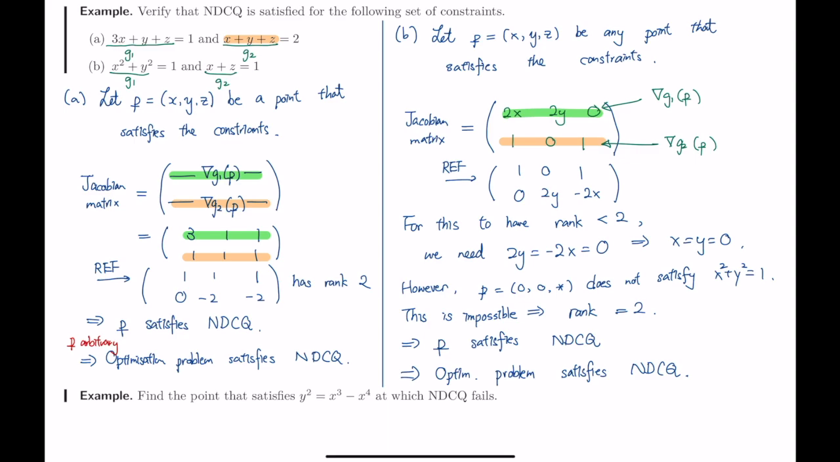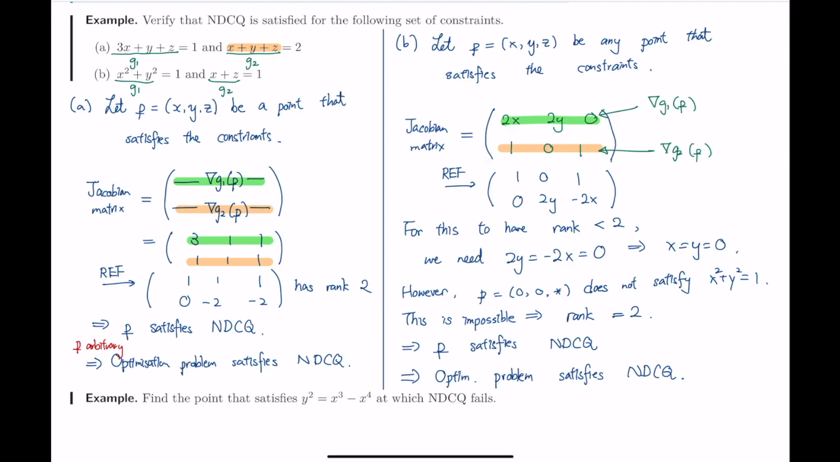with, okay? For example, in this case, you realize that for this to have rank strictly less than 2, you need both x and y to be 0. However, this is impossible, because one of the constraints says that x squared plus y squared equals 1. So there's no such point. So therefore, this thing is always of rank 2. That means that NDCQ is satisfied.